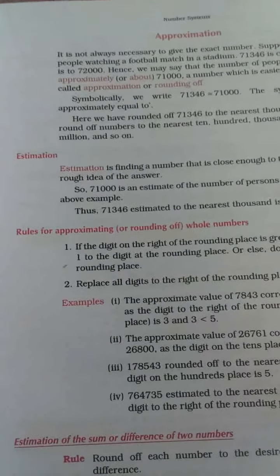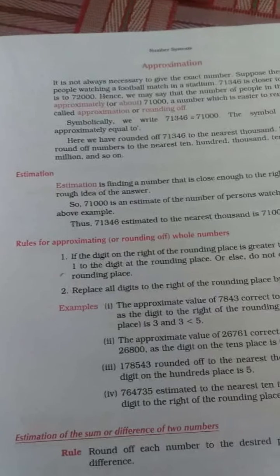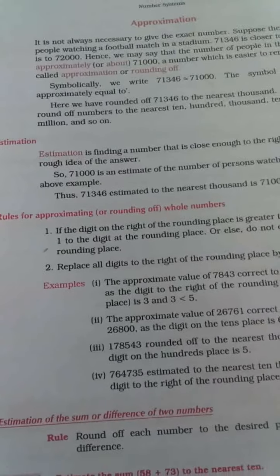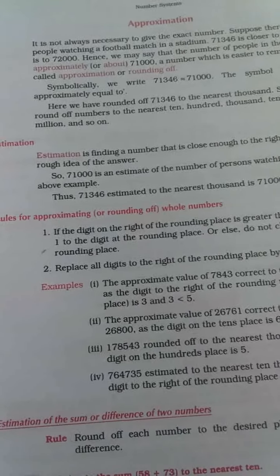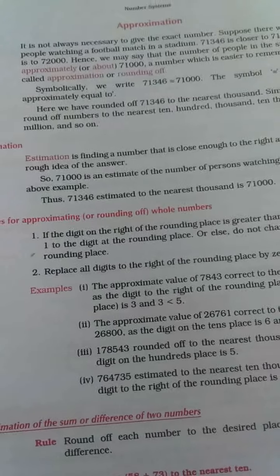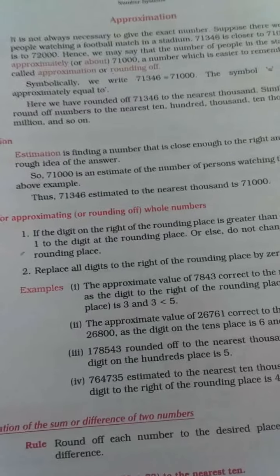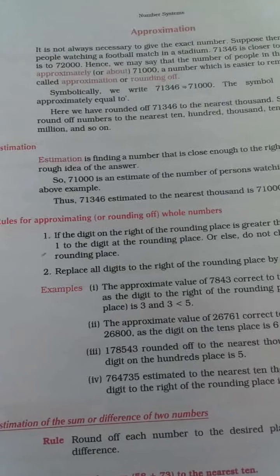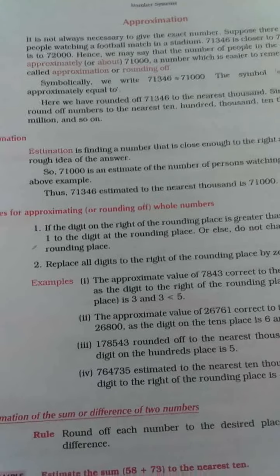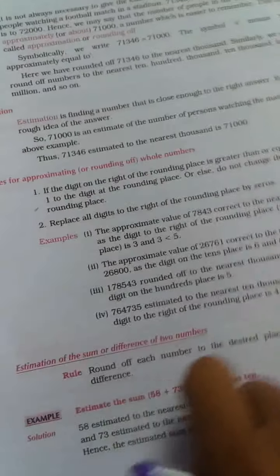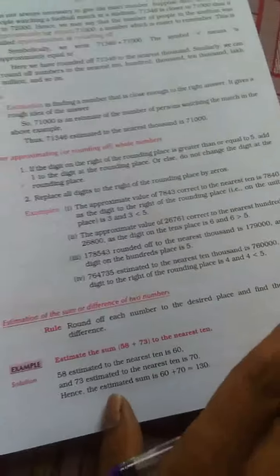Now coming on to the next exercise, which is approximation, estimate or round off. There are 3 words but they have the same meaning, that you have to round off the digits. You did it in class 5th also, round off to 100, round off to 1000. Similarly, you have to do this exercise also. Now coming on to exercise first D. You have to round off.